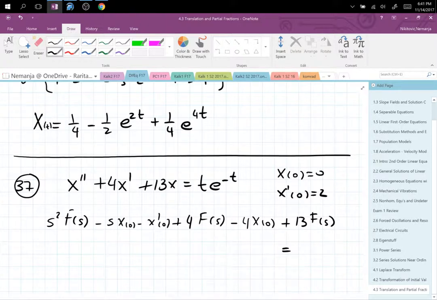Why would you get that minus 4x of 0? Because that term is multiplied by 4, but it's going to be 0 anyway. So yeah, the whole term is 0.